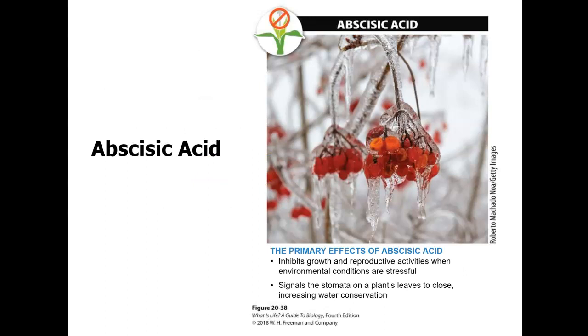And so here we see with the abscisic acid, it's going to inhibit the growth and reproduction activities when the environmental conditions are stressful. So it might have been a warm period and this plant started to sprout, started to grow, but then another cold freeze came through. And so it signaled for the stomata on the plant leaves to close and increase water conservation and try to cut off any type of loss there.